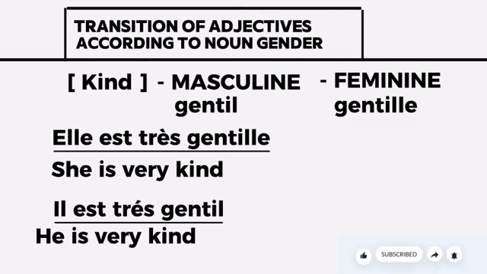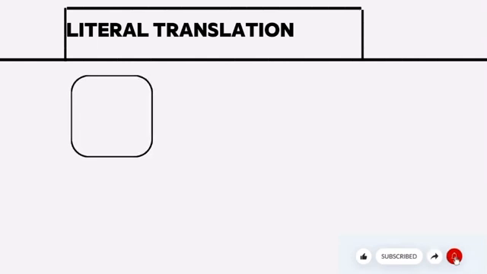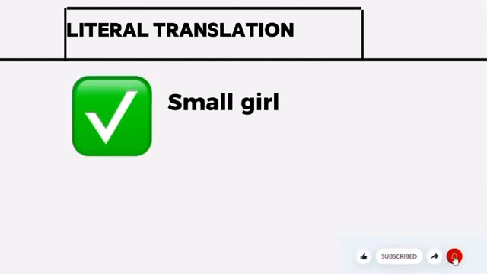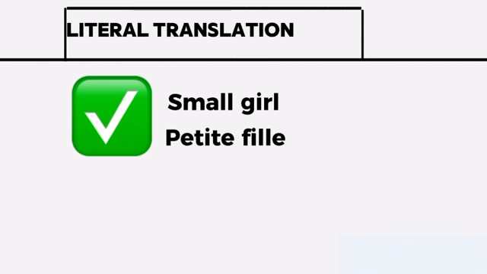The second common mistake is literal translations. See, it is not a fallacy at all when I say most English speakers are victims of this, because I was once a victim. Well, sometimes literal translations are correct. For example, saying small girl, you can say petite fille, and this is correct.